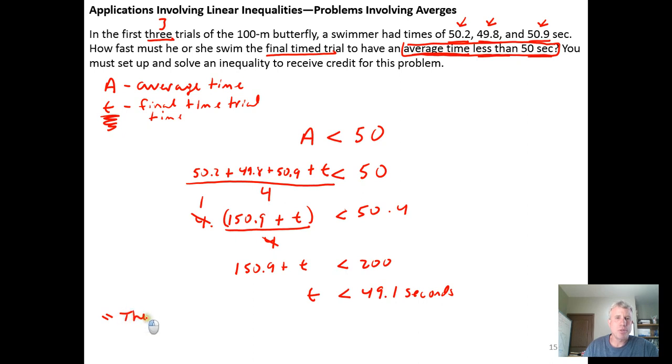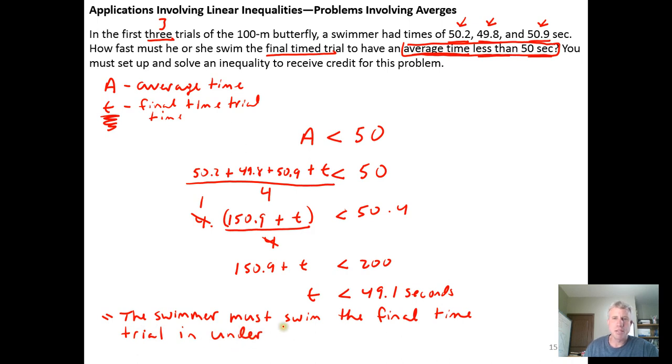So the swimmer must swim the final time trial in under, which is another way of saying less than, in under 49.1 seconds.